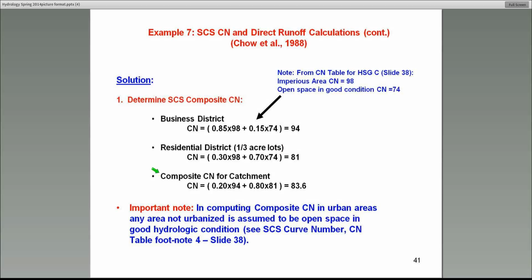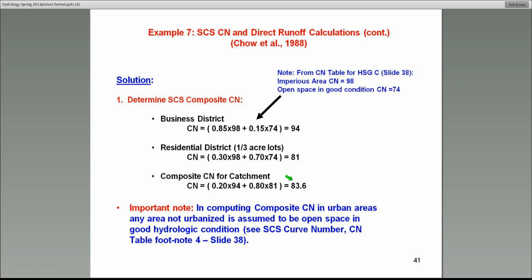And then finally you have to composite all of those curve numbers together, simply because the catchment has both the business district land use as well as residential use. Assuming there's no other kind of land use, for example, they might say another 10% is reserved as open space or something, you've got to factor that in if that is the case. In this situation, I'm assuming that these are the only two types of land uses. One is 20%, the other is 80%. You composite these curve numbers again, and you get an overall composite curve number of 83.6.